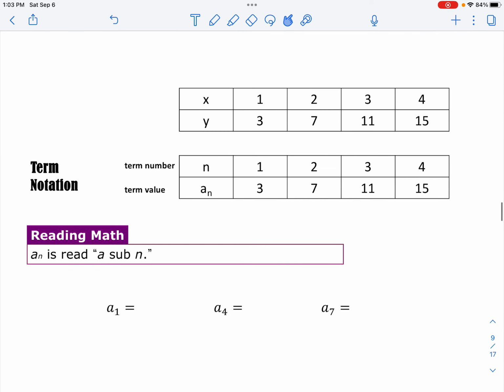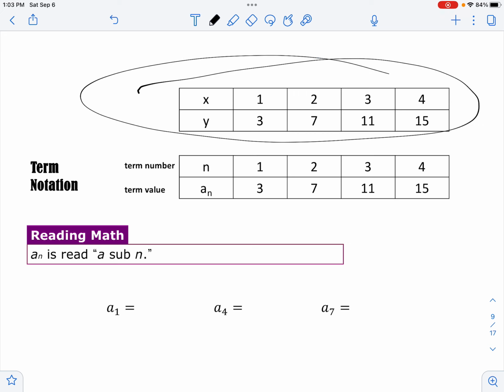Okay, some notation for sequences. Now, typically, when we do tables, we'll see like an X and a Y. So X is 1, 2, 3, 4, and Y, the output, is 3, 7, 11, 15.